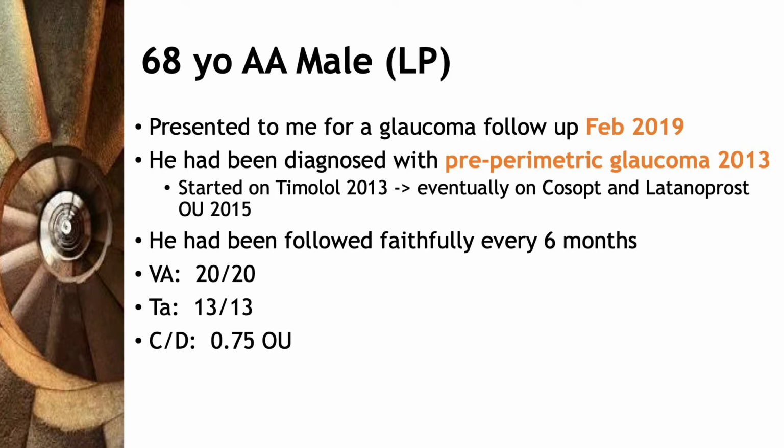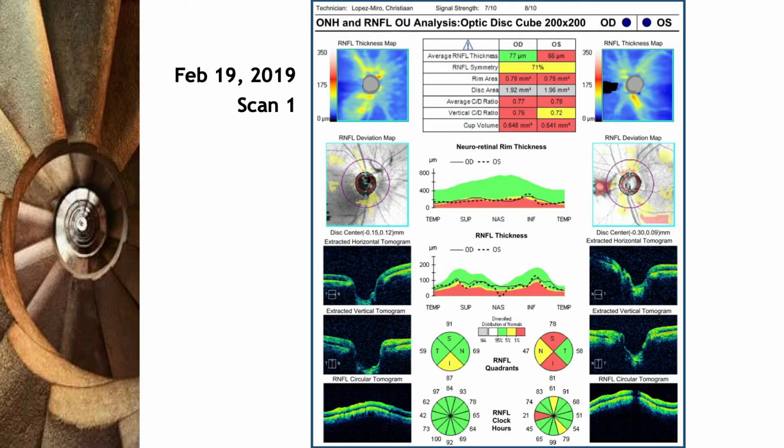He comes in like clockwork. So when I'm seeing him, the visual acuity is 20/20, the pressures are 13, and he's got a cup to disc ratio of about 0.75. And I'll show you what those nerves look like in just a few seconds. Here's his OCT scan. This is scan 1. I'll show you the second scan, and I told you we always do 3, and I'm not going to show you all 3 of them because the first and second one are pretty similar.